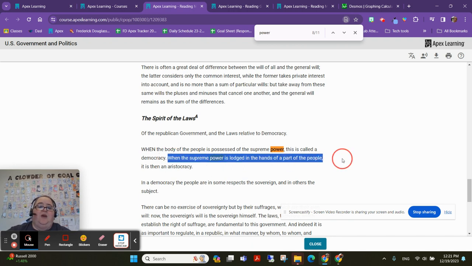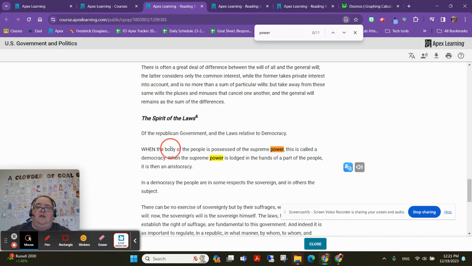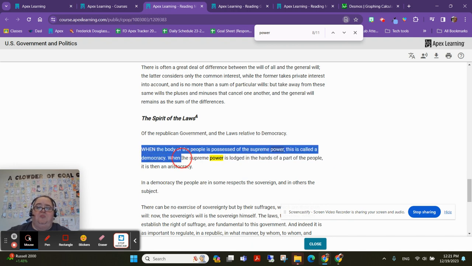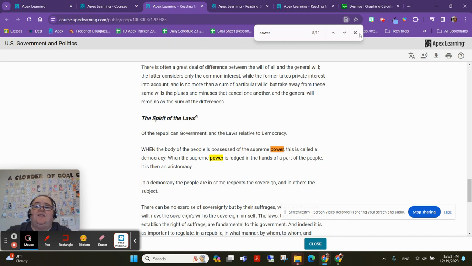The supreme power is lodged in the hands of the part of the people. When it's the whole of the people, it's democracy. Okay. When the body of the people. Okay. That makes sense to me. So this is a great strategy for you to use while you're doing your readings for social studies.